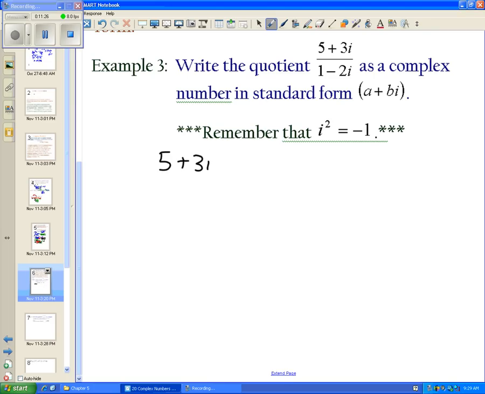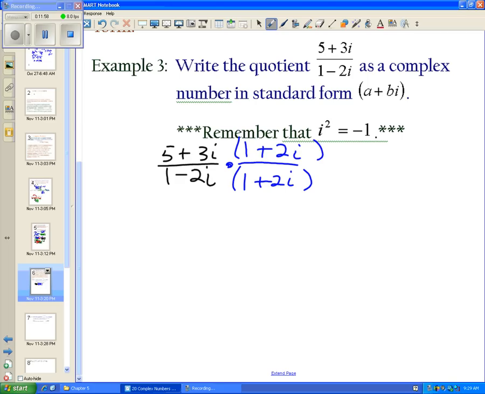5 plus 3i divided by 1 minus 2i. I want to get rid of my denominator. I don't want to divide by this complex number. So I want to multiply by my complex conjugate, 1 plus 2i. Just the complex conjugate of the denominator, but I need to do it in both parts. So I put parentheses on these two parts because I know I'll multiply.